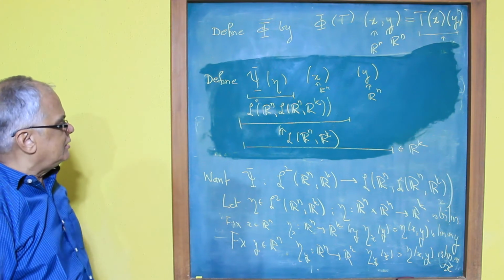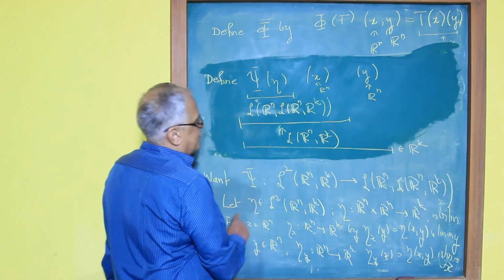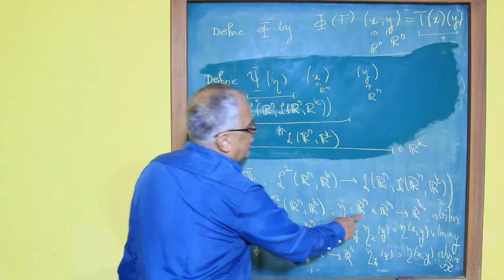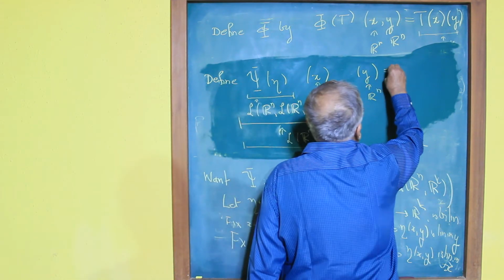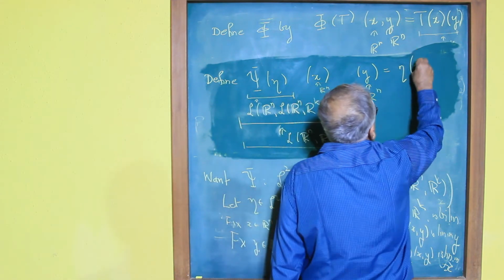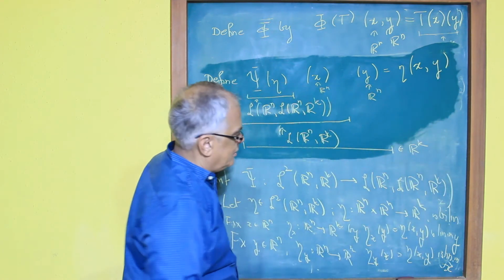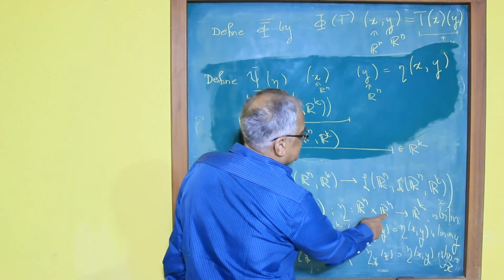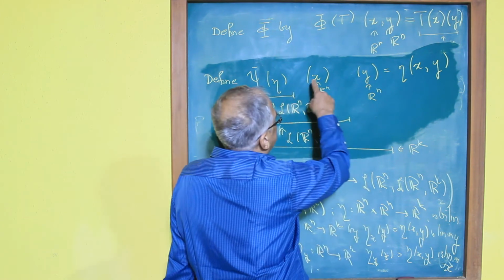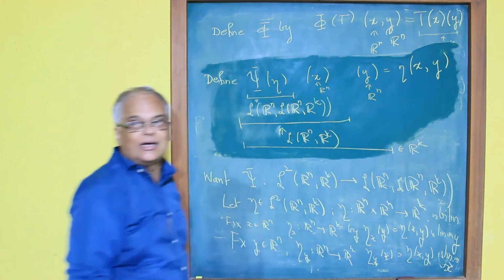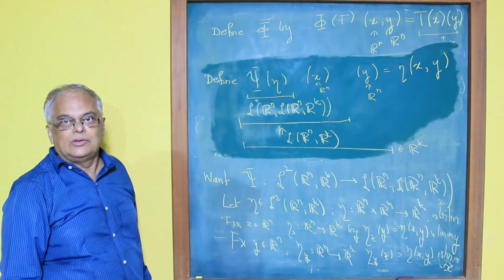And what is the only thing I can do? Where is eta? Eta is a bilinear map from Rn cross Rn to Rk. So the best thing I can do is define it by eta of x comma y. Eta takes two variables because it's on Rn cross Rn. What are the two points in Rn? The two points are x and y. Okay.